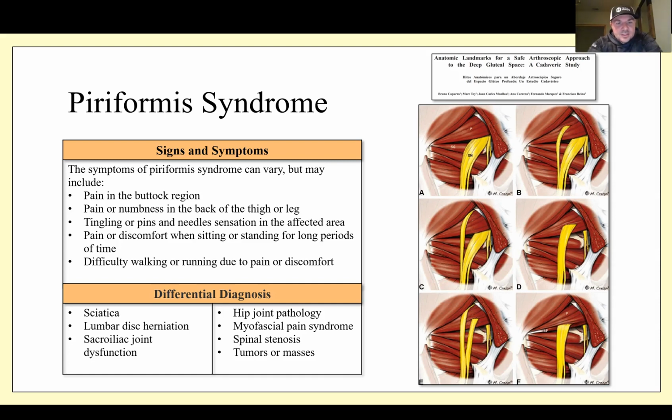Symptoms of piriformis syndrome, again, can vary, but might be pain in the back or buttock region, pain and numbness in the back of the leg, tingling, pins and needles in the affected area. And that doesn't mean just the butt, but basically down into the leg, into the foot, and difficulty walking or running, maybe due to pain or discomfort or numbness or tingling. Differential diagnosis includes sciatica, lumbar disc herniation, sacroiliac joint dysfunction. You also want to think about hip joint pathology, myofascial pain syndrome, spinal stenosis, tumors, masses, anything that might impede or compress that space.